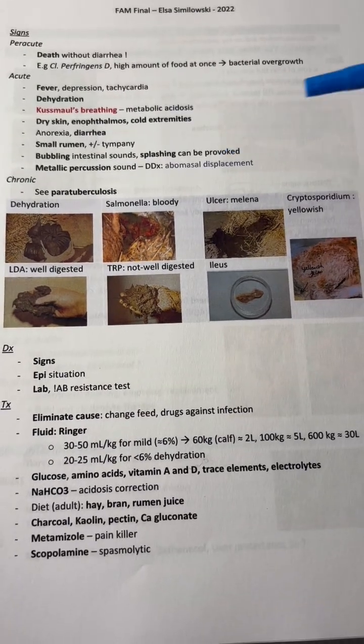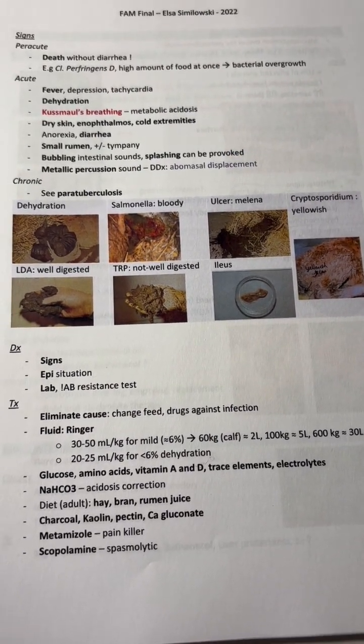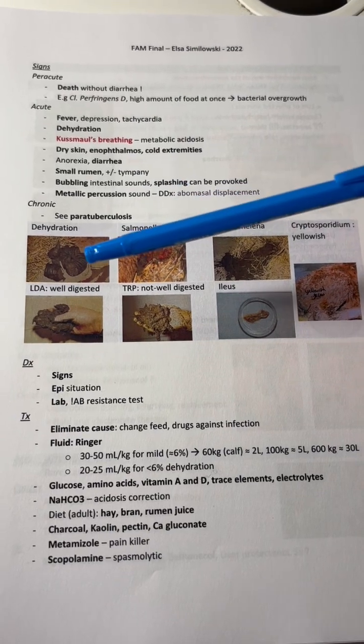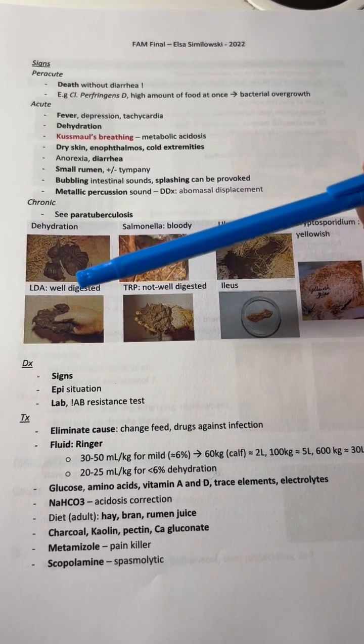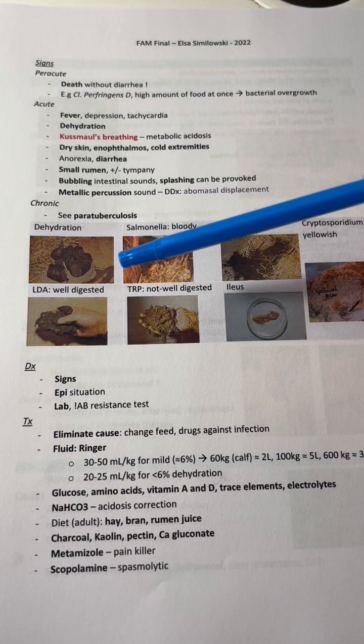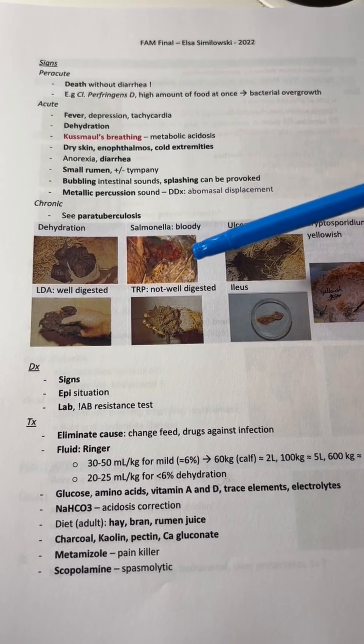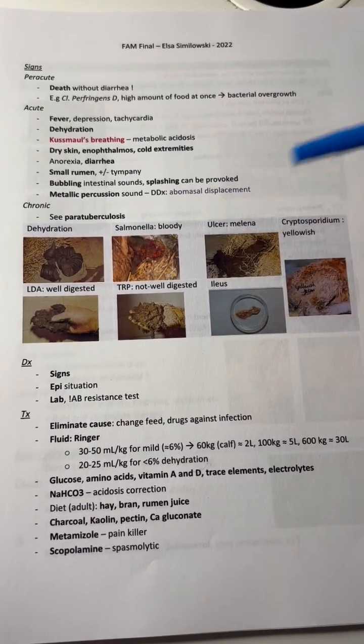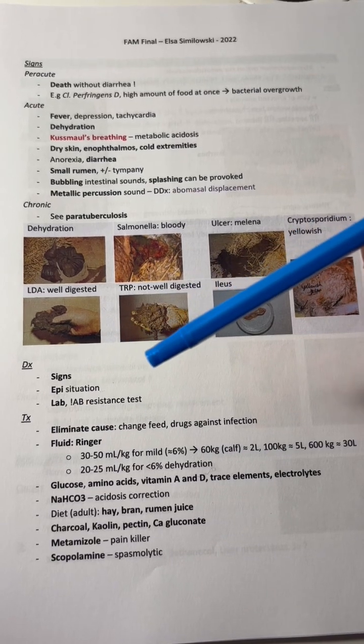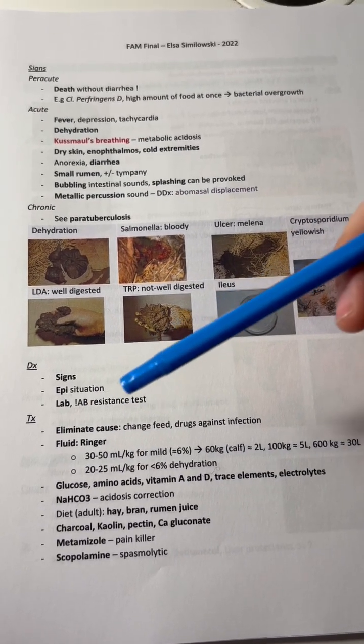In the case of Cryptosporidium parasites, it's yellowish. In the case of left displaced abomasum, it's well digested. And in the case of traumatic reticuloperitonitis, it's not well digested. For the diagnosis, look at the signs and see if there's any epidemiology spread, and also do lab tests.